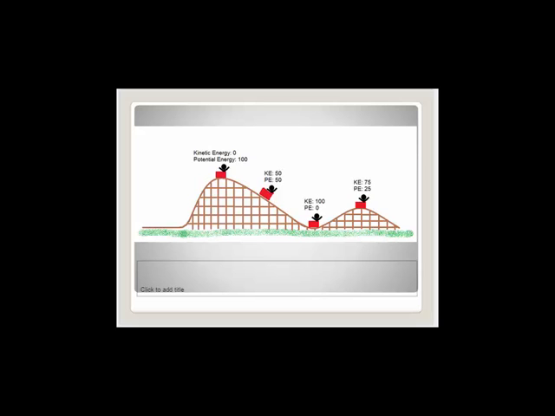Next, the person begins to climb the mini hill. In the last segment, the person has a kinetic energy of 75 and a potential energy of 25. A lot of motion still, but a little potential to move down.